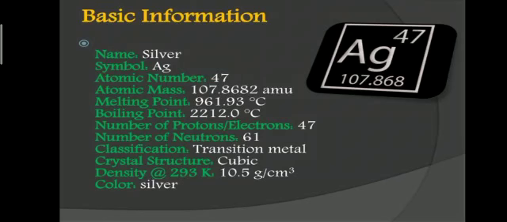Melting point is 961.93 degrees centigrade. Boiling point is 2212.0 degrees centigrade. Classification: it acts as a transition metal. It means that a transition metal is a hard metal. Crystal structure: it shows a cubic structure. Density at 293 Kelvin is 10.5 grams per centimeter cube, and the color is silver.